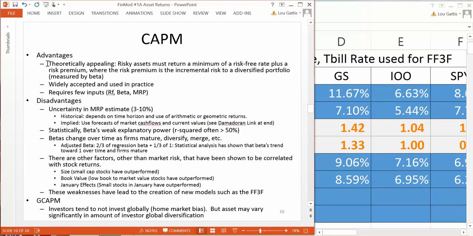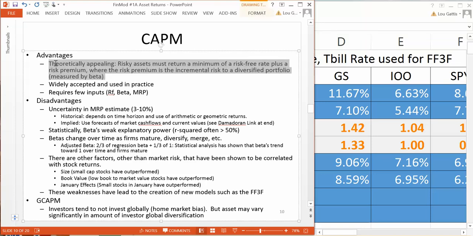Now the advantage of CAPM, it's very theoretically appealing. I like the idea that every asset has a risk-free rate plus a compensation for risk, and if you assume investors are rationally diversified, that risk should be market risk. CAPM is widely used, requires relatively few inputs: risk-free rate, beta, and market risk premium.